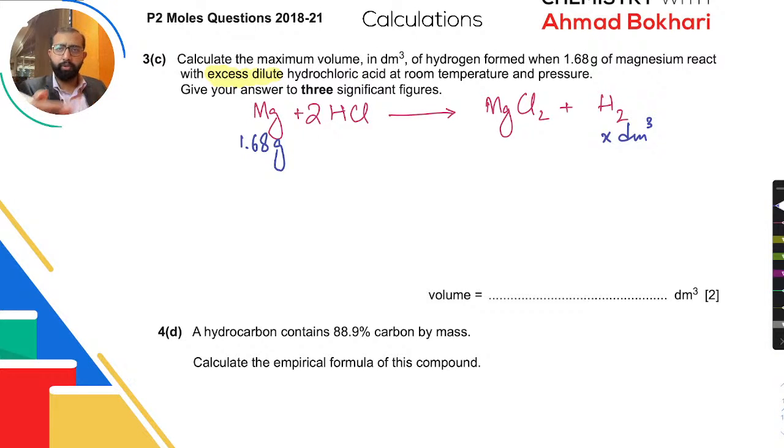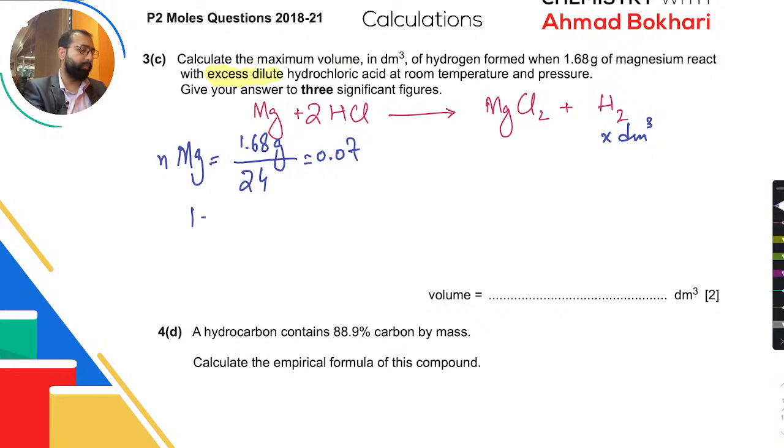It would, right? But let's show how we can show that to the examiner. So let's start with the formula method if you prefer that. The formula method says first find the moles of the first thing. So 1.68 grams, I'll divide that by AR, which is 24, and that will give me the number of moles of magnesium. When I do that, I get 0.07 as my number of moles. Now, because the mole ratio is 1 to 1, 0.07 will produce 0.07. I can cross multiply if I want. So x equals 0.07 moles. This is the moles of hydrogen gas that I'll get.